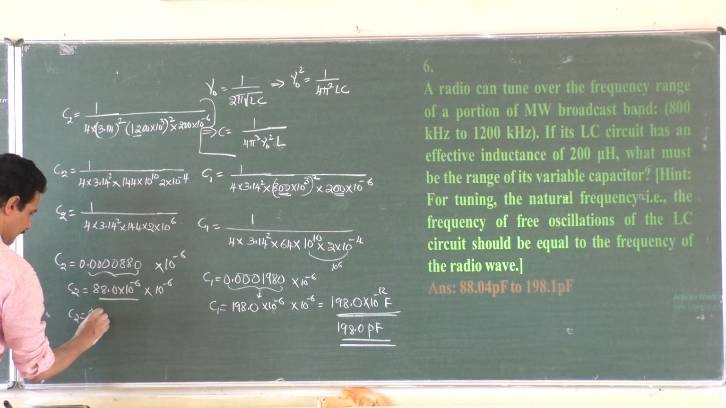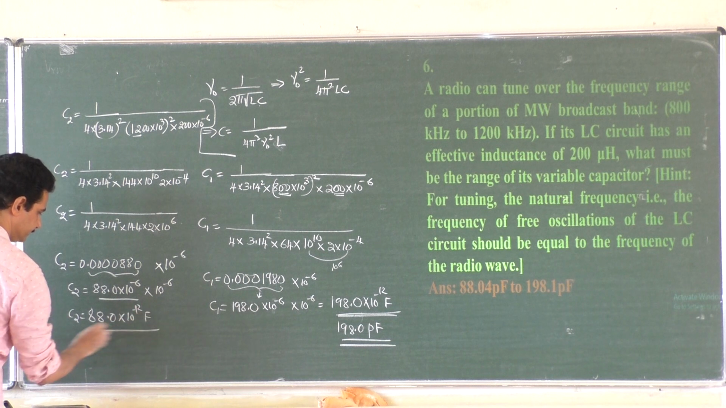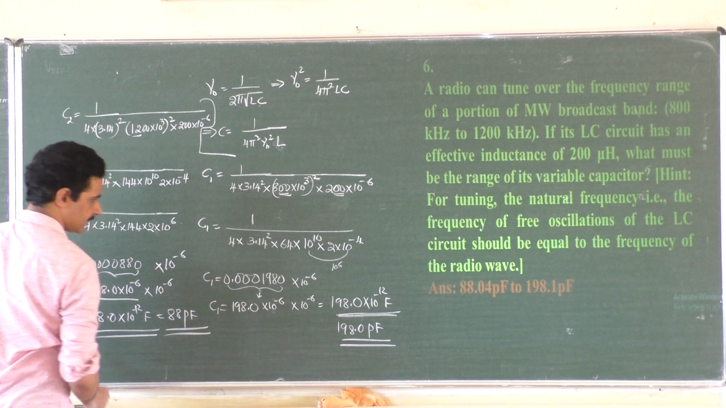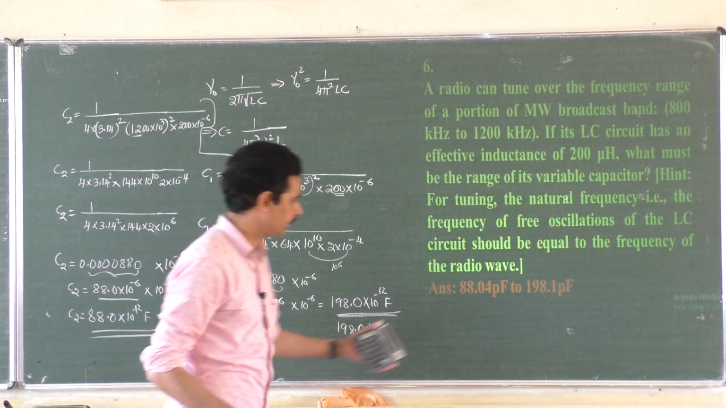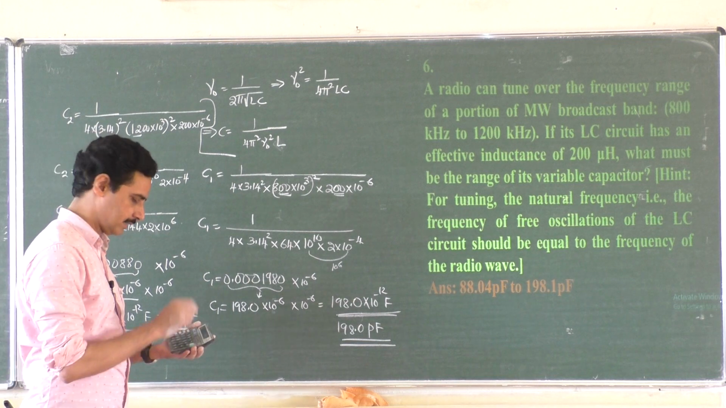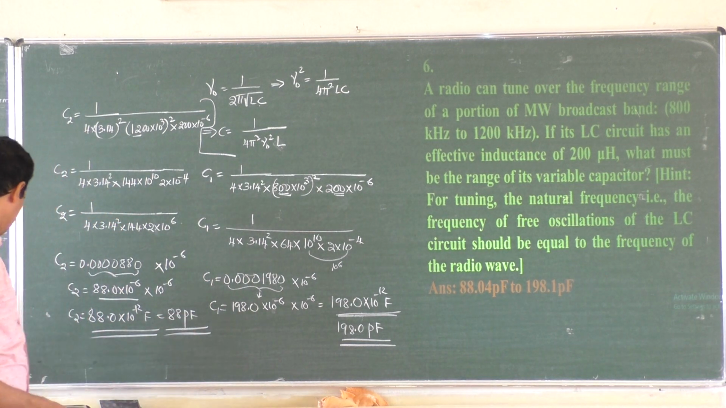C2 is equal to 88.0 times 10 to the power minus 12 farad. Picofarad, pico is 10 to the minus 12. Do you have it? Yes, 88.04 picofarad. So that is another answer. Okay, shall we move on? Yes. 7th problem.